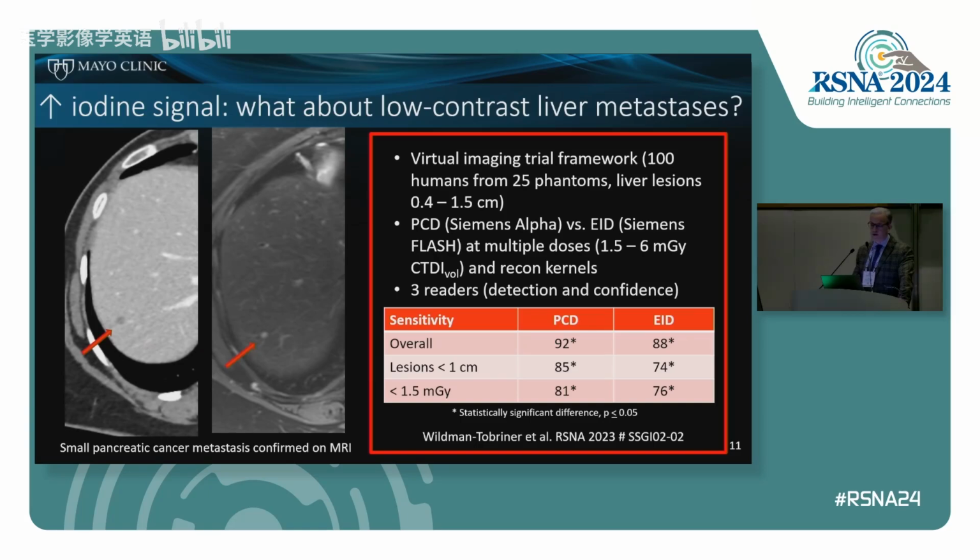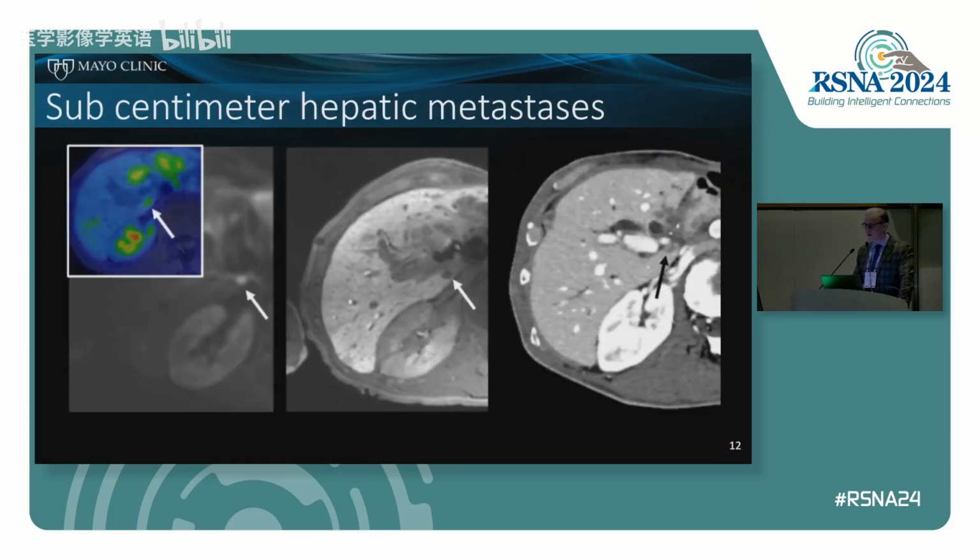And last year at RSNA, the Duke group showed in a virtual imaging trial that the benefit for detecting low contrast liver lesions is for the small lesions and at lower doses. And we're finding that in our pancreatic practice, where we do same-day CT and PET MR EOVIST enhanced, you can see here this small 6 millimeter metastasis on the hepatobiliary phase, and you can see it over here on the portal phase at CT.